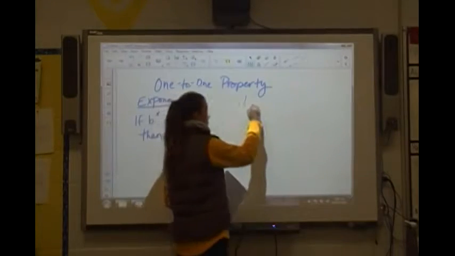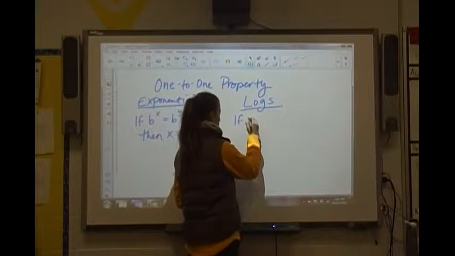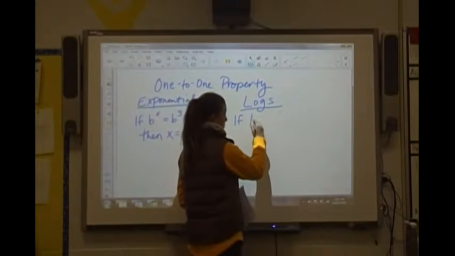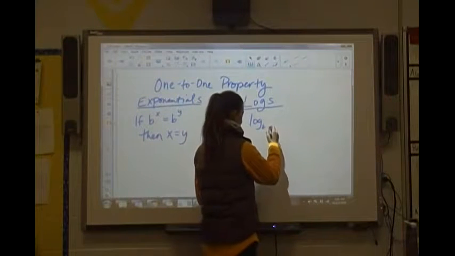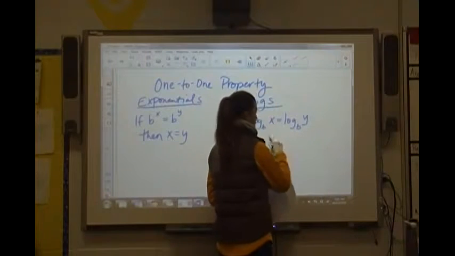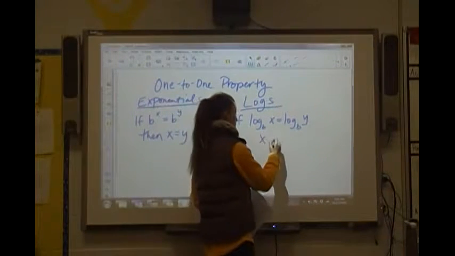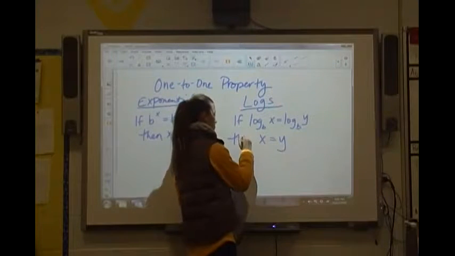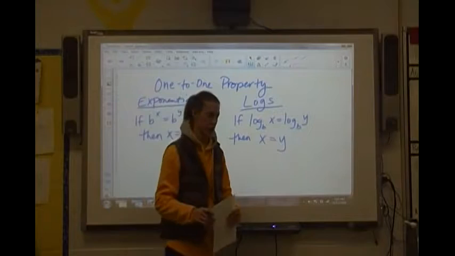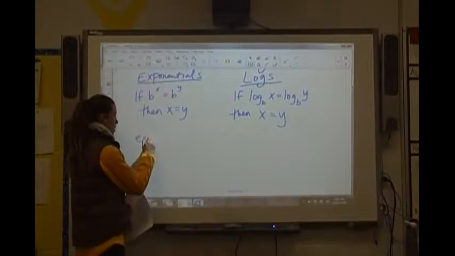For logs, if we have two logs with the same base, log base b of x is equal to log base b of y, same thing. The bases are the same, then x has to equal y. So we're going to use that property to help us solve some equations today. Let's look at our first example here. We're going to look at some log ones.